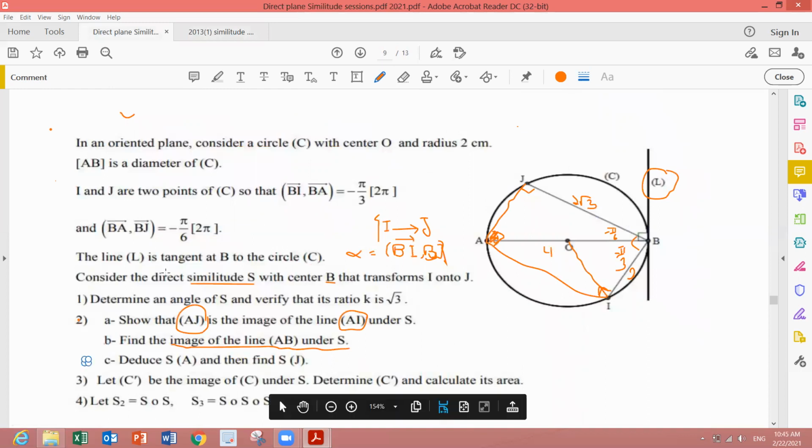Part C: how to deduce S of A? Deduce from the two parts above. By intersection, teacher. Which intersection? AB and AJ? Not AJ. AI and AB. AI, not or, AI and AB. Okay.